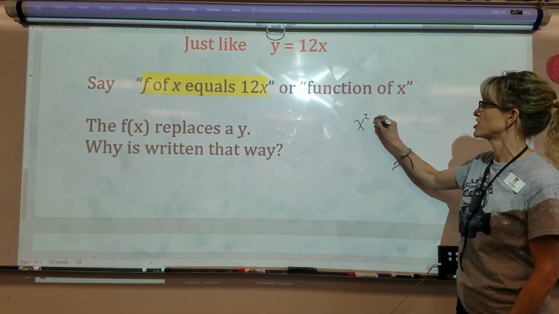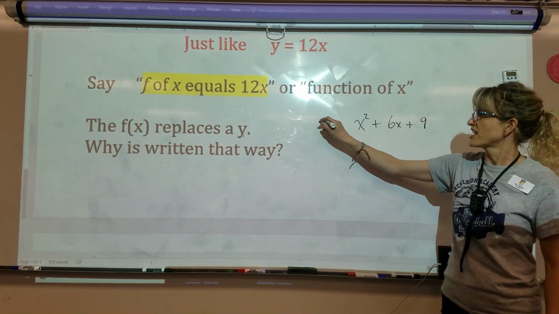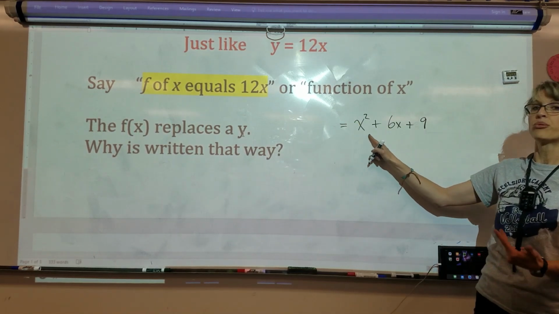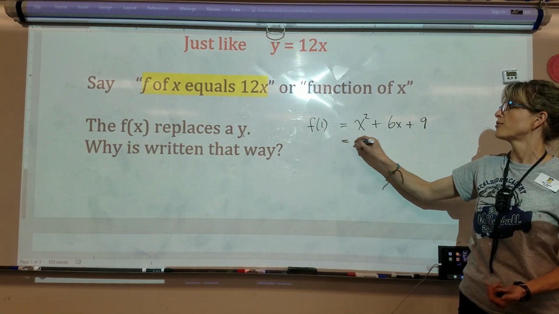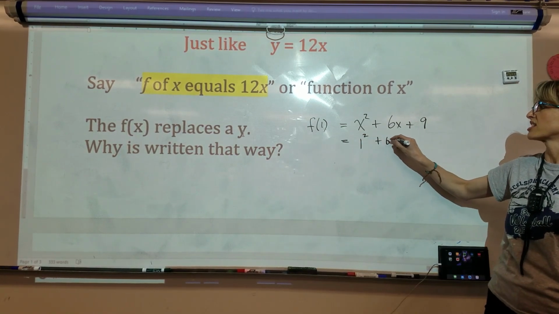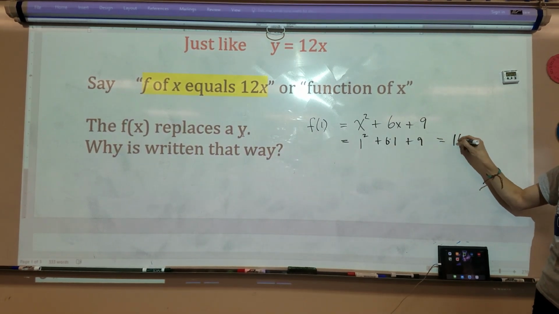Take a function like this. This is a relation of numbers. If I said, hey, what is this function if I put as the input a 1? Well, f of 1 would mean 1 squared plus 6 times 1 plus 9. 1 plus 6 is 7, plus 9 is 16.